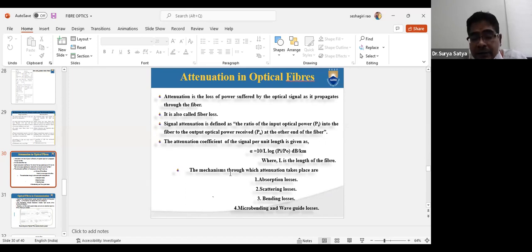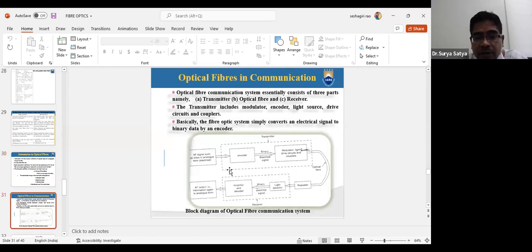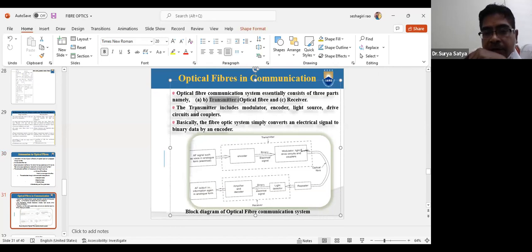Now let us see what optical fiber communication is. What is the block diagram of optical fiber communication? An optical fiber communication system essentially consists of three parts. This is an important question, so please listen carefully, all of you. An optical fiber communication system essentially consists of three parts, namely the transmitter, the optical fiber, and the receiver.